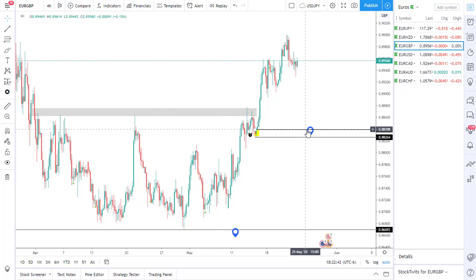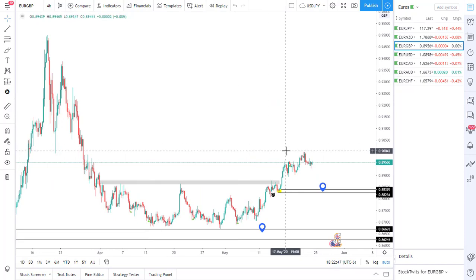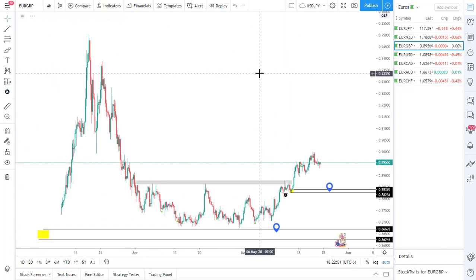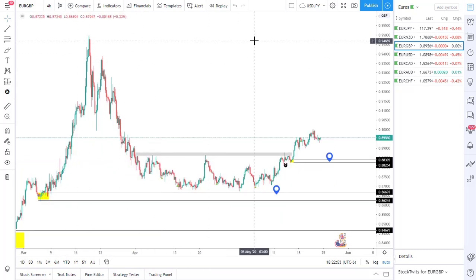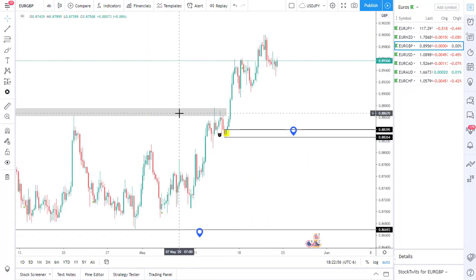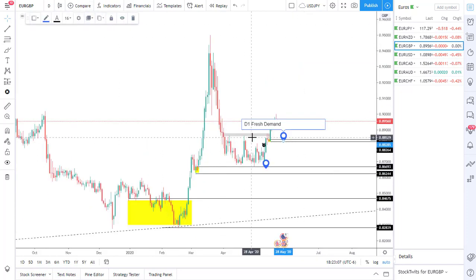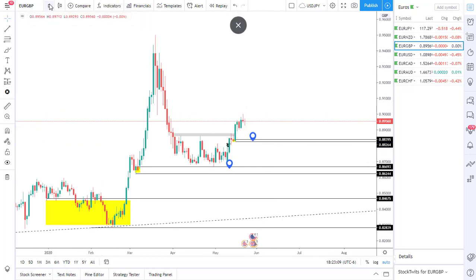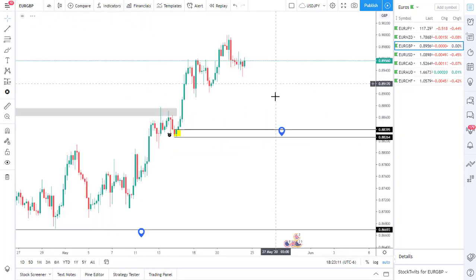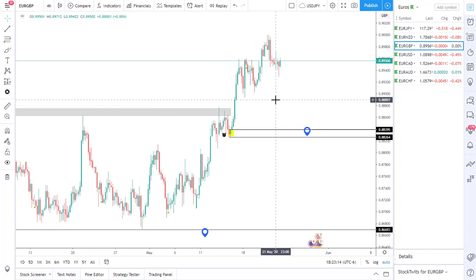Since this is an institutional level that removed this resistance zone, the price is now trying to go higher and reach new supply levels up there. But if I want to get long, what I have to do is wait for the retracement here. This is a fresh daily demand zone. See, on the daily it looks very good. Just wait for the retracement, and once price is there, you can try to get long.